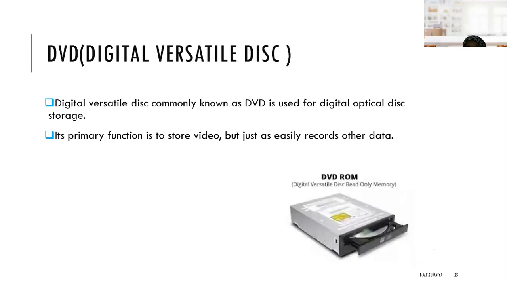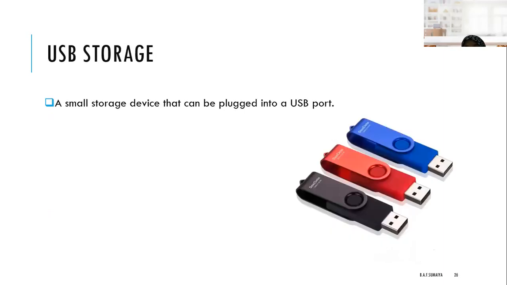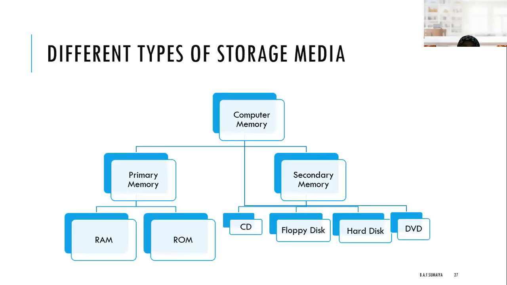DVD, digital versatile disc. Digital versatile disc, commonly known as the DVD, is used for digital optical disc storage. Its primary function is to store video, but just as easily records other data. USB, a small storage that can be plugged into a USB port. Different types of the storage media.